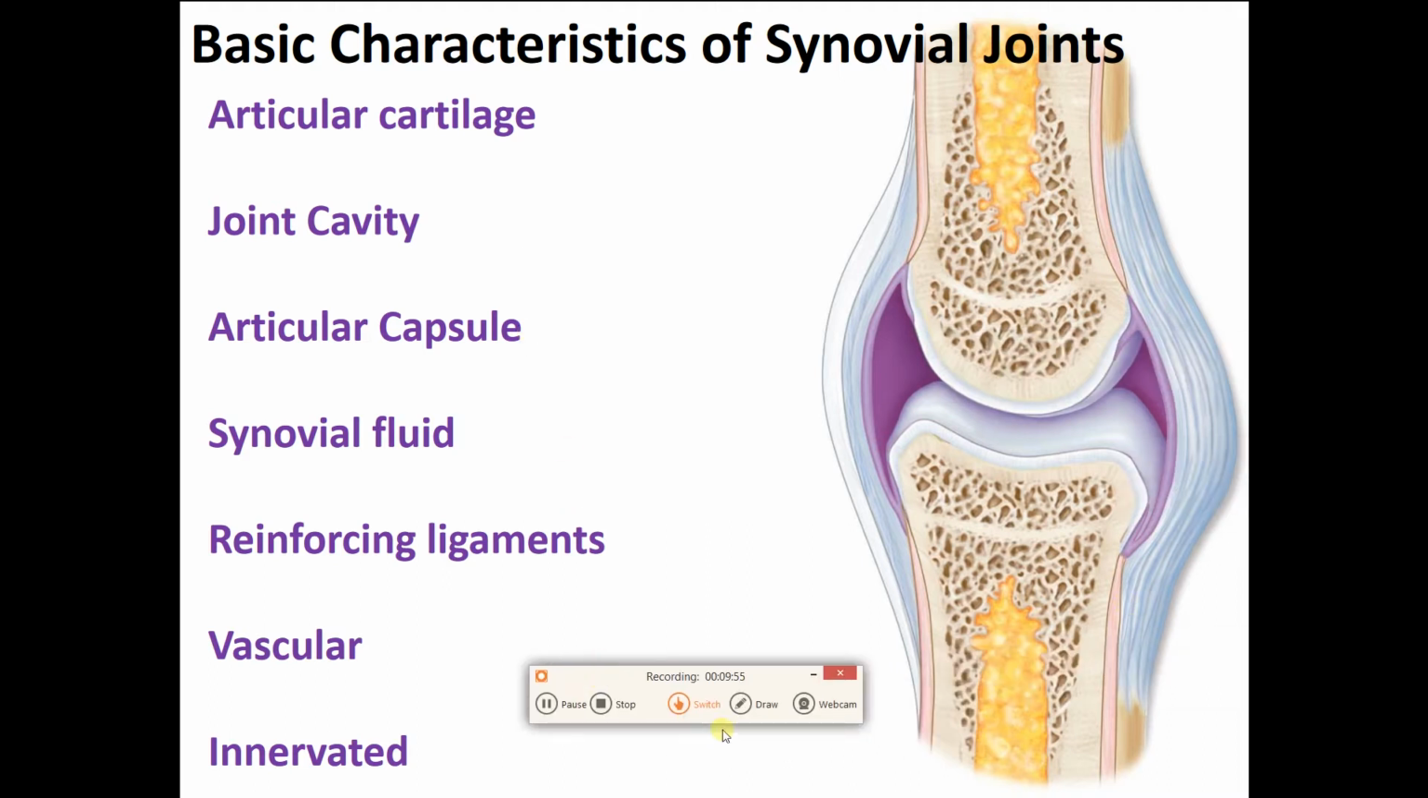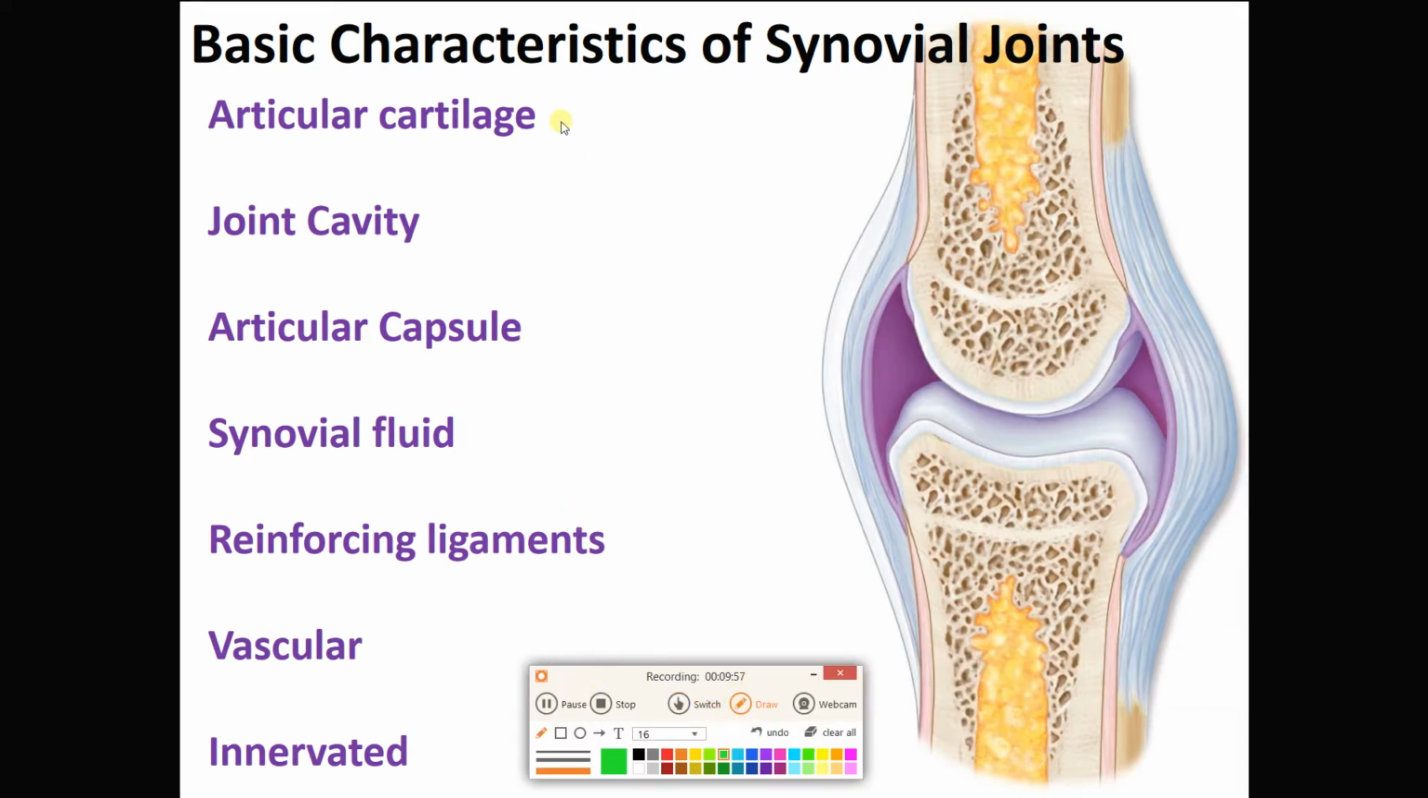And there are some basic things we're going to see, and we're going to go through all these. I'm going to name them now. Articular cartilage, a joint cavity, an articular capsule, synovial fluid, ligaments, blood vessels, and nerves. Now we have an example of a synovial joint over here. This looks like an interphalangeal joint. So between your phalanges and your fingers, perhaps.